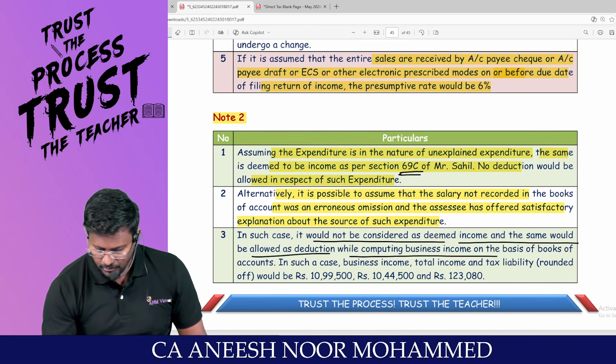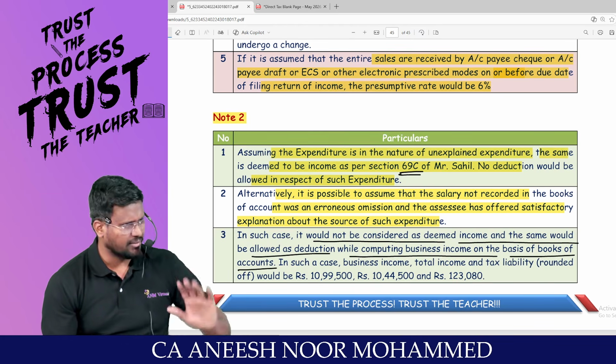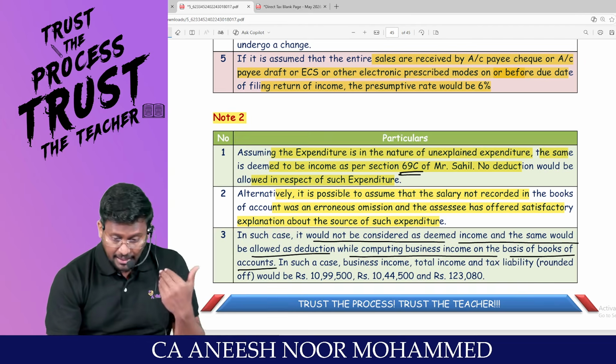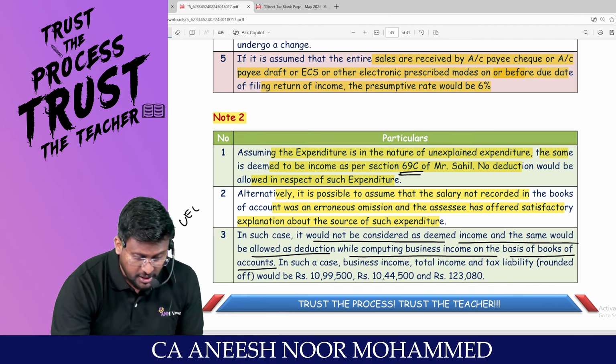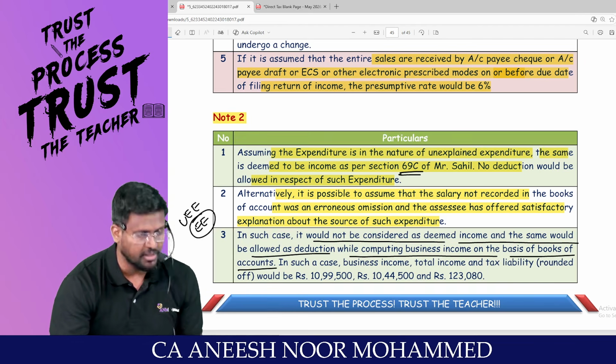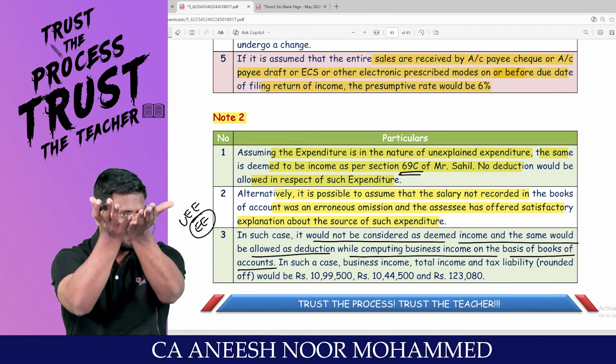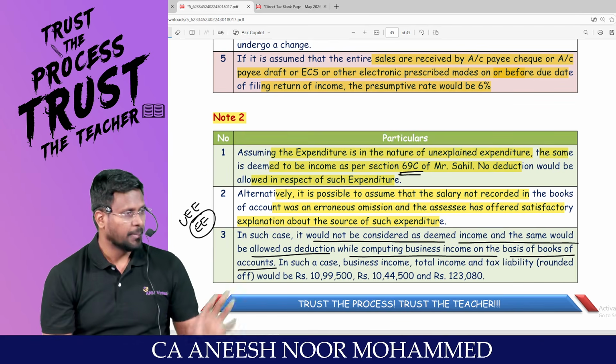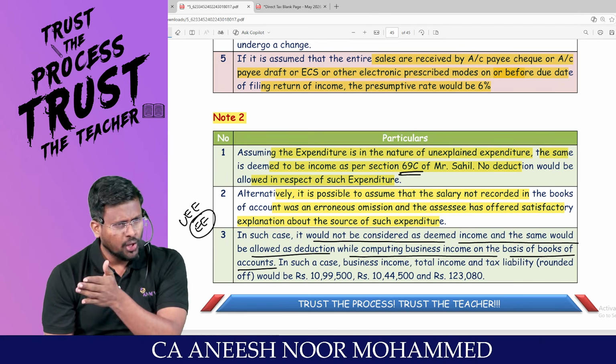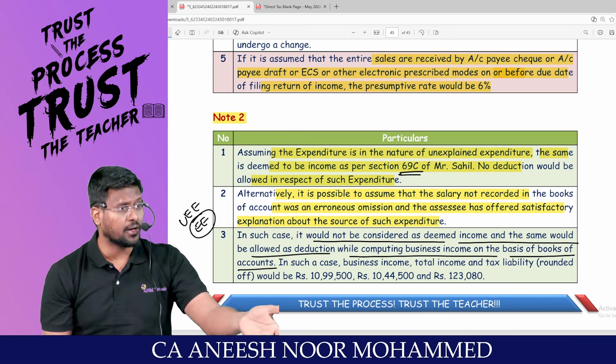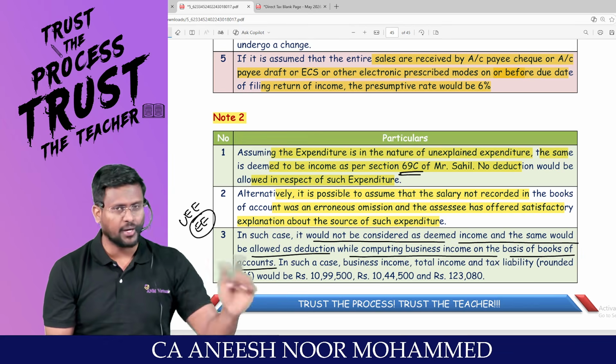Sir, on the basis of books of accounts, nothing, man. If you are feeling that, sir, that amount is not an unexplained expenditure, it's an explained expenditure, it means I will not add back, I will reduce it. Because that amount should have been debited to the P&L account. They missed to debit the P&L account. Because of that, net profit is higher. Are you getting the logic?